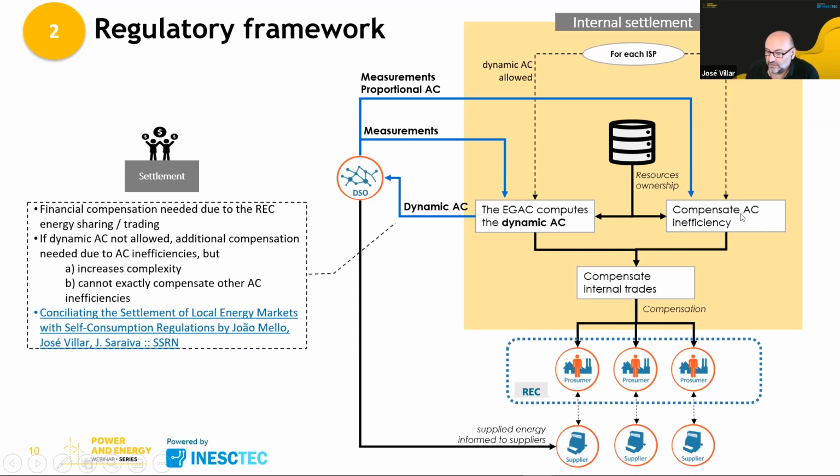And after this internal inefficiency compensation due to the allocation coefficients, there is the compensation related to the energy share, so that those that are owners of the energy are paid for the energy they are sharing with the others. In case of dynamic coefficients, this is much simpler. The dynamic coefficients can reflect exactly what is going on in the community. And so the EGAC computes these coefficients and sends them to the DSO, which uses them to inform the suppliers on the supplied energy. And I give the word to my colleague, Joan.